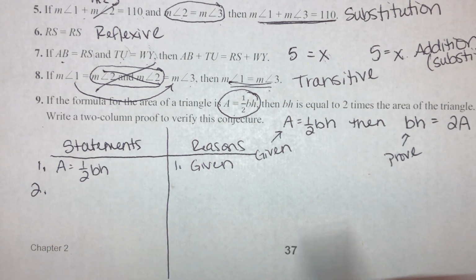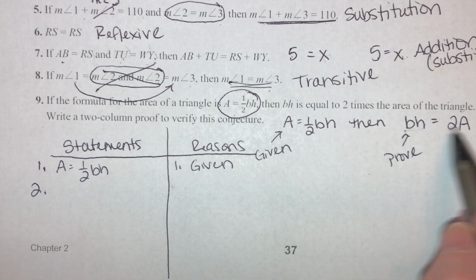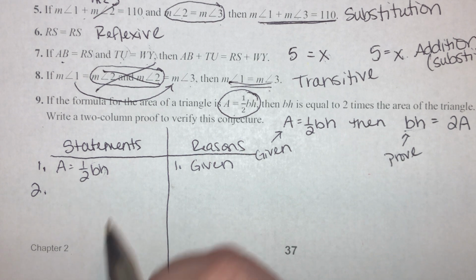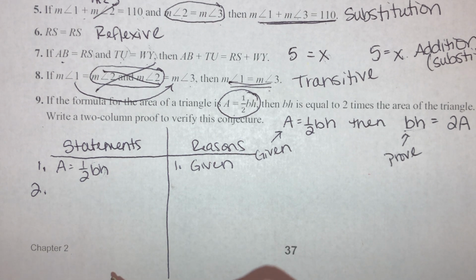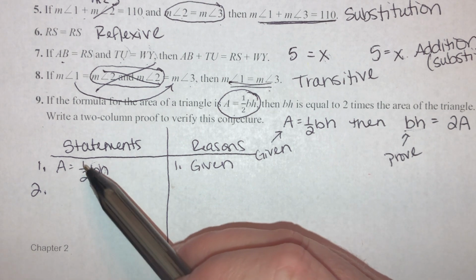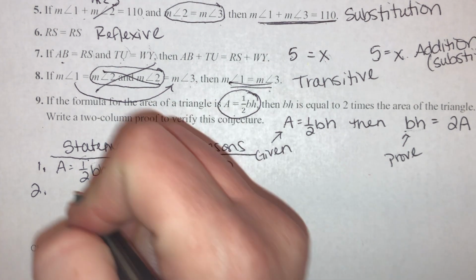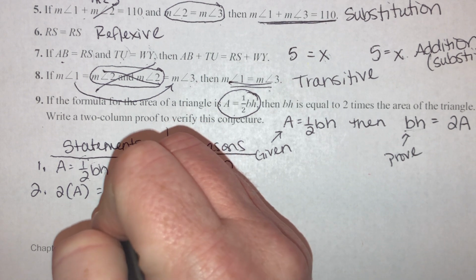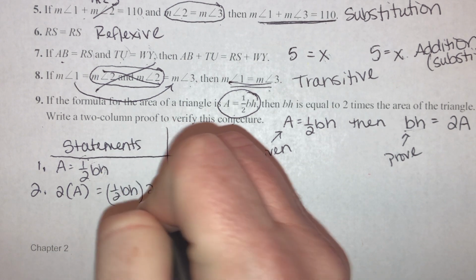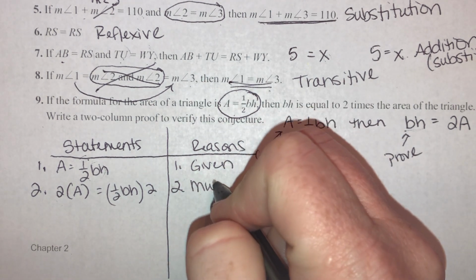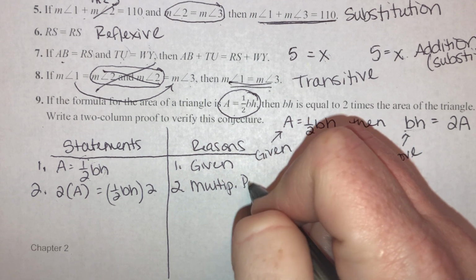What's the next thing I can do? What am I trying to show? That BH by itself equals 2A. So how do I get BH by itself? What do I need to do to both sides of the equal sign to get rid of times 1/2? Well, to get rid of a fraction, you multiply by the reciprocal, right? So if I flipped 1/2 upside down, that's just 2 over 1. So to get rid of 1 over 2, I have to multiply by 2 over 1, which is just 2. So I'm going to multiply the left side of the equal sign by 2 and the right side of the equal sign by 2. And since I multiplied both sides by 2, that's the multiplication property of equality.